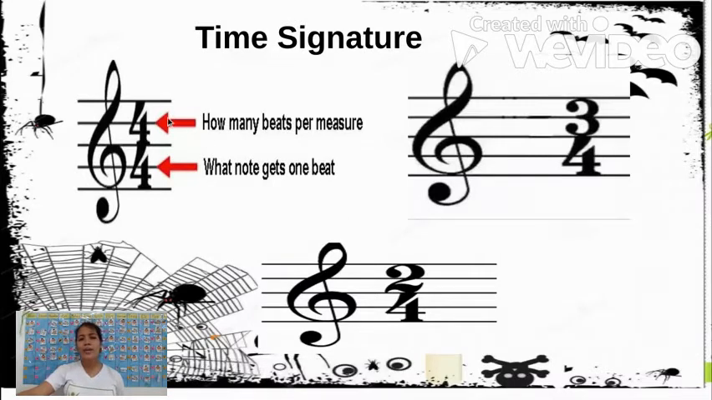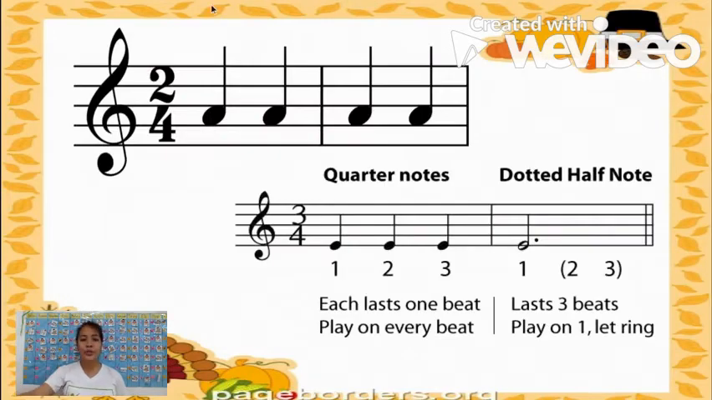So what does this represent? The number on top, we have 4, 3, 2. Can you see that? For this, it means how many beats per measure. So how many beats in each measure? And the number below tells what note gets one beat. For example, we have 2 4. This is our example of 2 4.